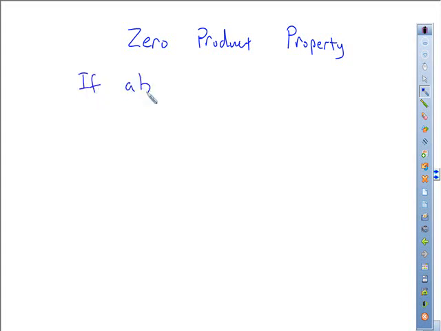Now the first thing I'm going to talk about is the zero product property. Let's say we have A times B is equal to 0. It would make sense that A is equal to 0 or B is equal to 0, because we know anything times 0 equals 0.